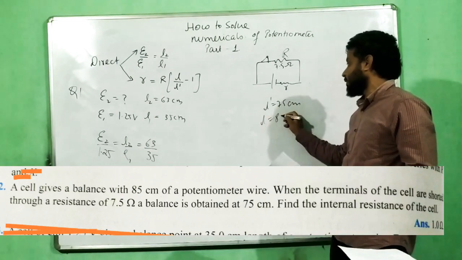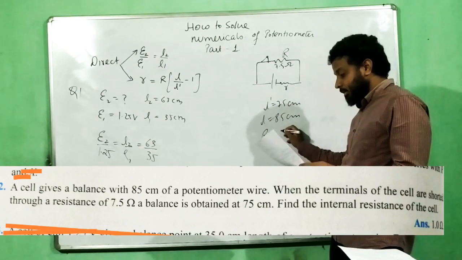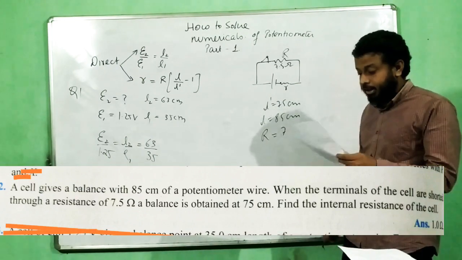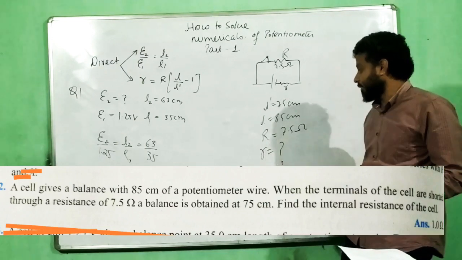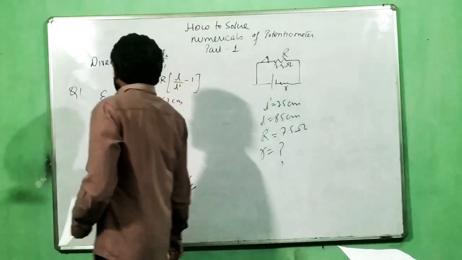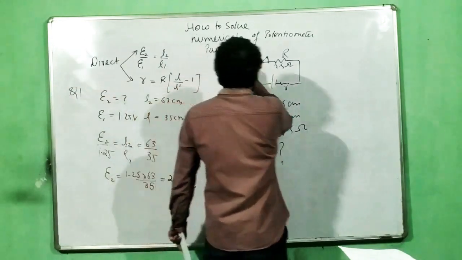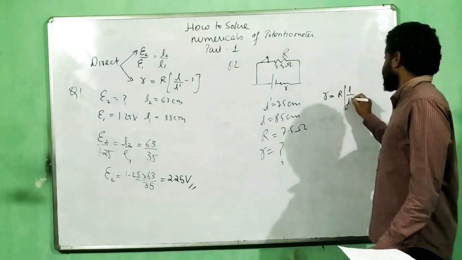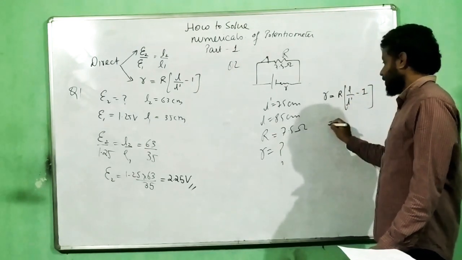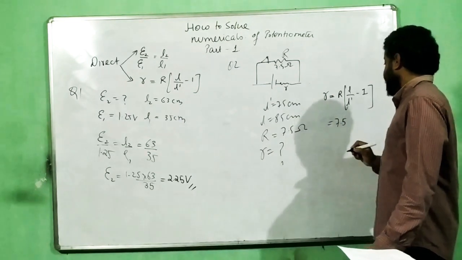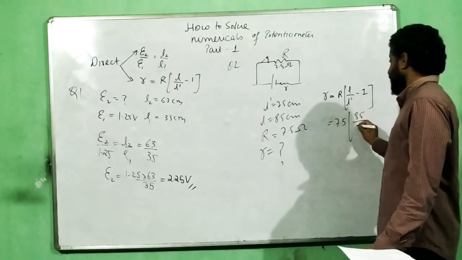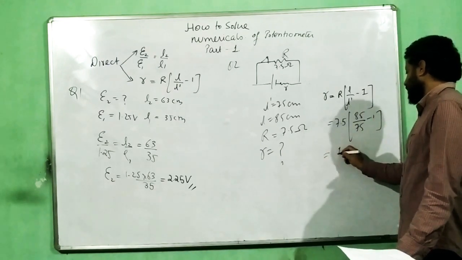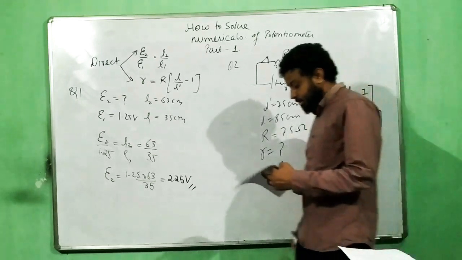Your L was equal to 85 centimeter. Your R is equal to 7.5 ohm. The question is to find the internal resistance of the cell, the value of small r. When it's direct formula based, this is question number 2. So small r will be equal to capital R into (L by L dash minus 1). R is equal to 7.5, L is equal to 85, L dash is equal to 75, minus 1. If you do the simplification, you will get the answer as 1 ohm as your final answer.